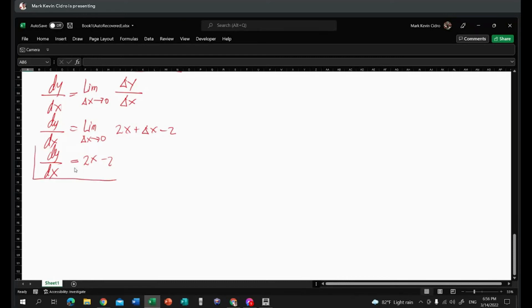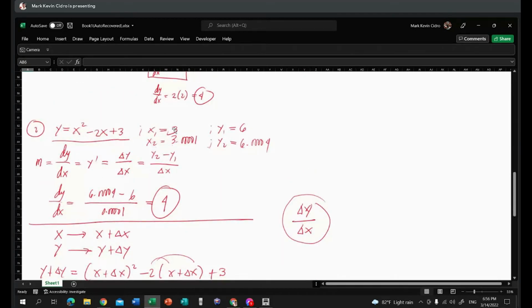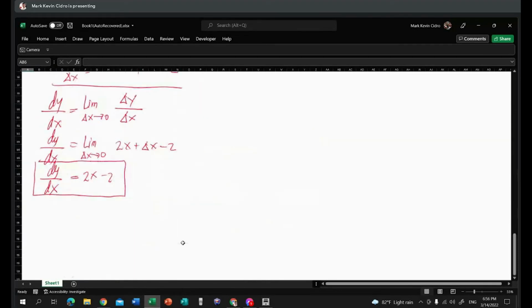Okay? This one right here is the equation of the slope, the relationship between the slope and the x. So if you substitute the value of x, which is 3, we are hoping to get the value of 4. So this will be 2 times 3 minus 2. This is equal to 2 times 3 is 6 minus 2. This is indeed 4.